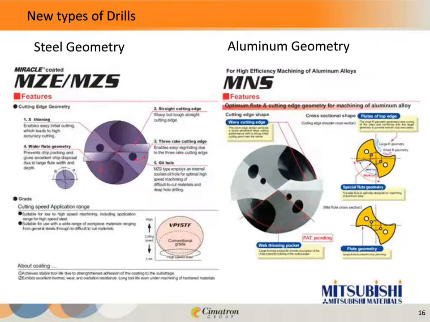Here we see a couple different geometries. On the left, we're showing geometry that's well suited for steel, and on the right, geometry that's well suited for aluminum. Again, I'm just trying to point out that there's a lot of engineering done to really fit everything about this tool to its application and material.